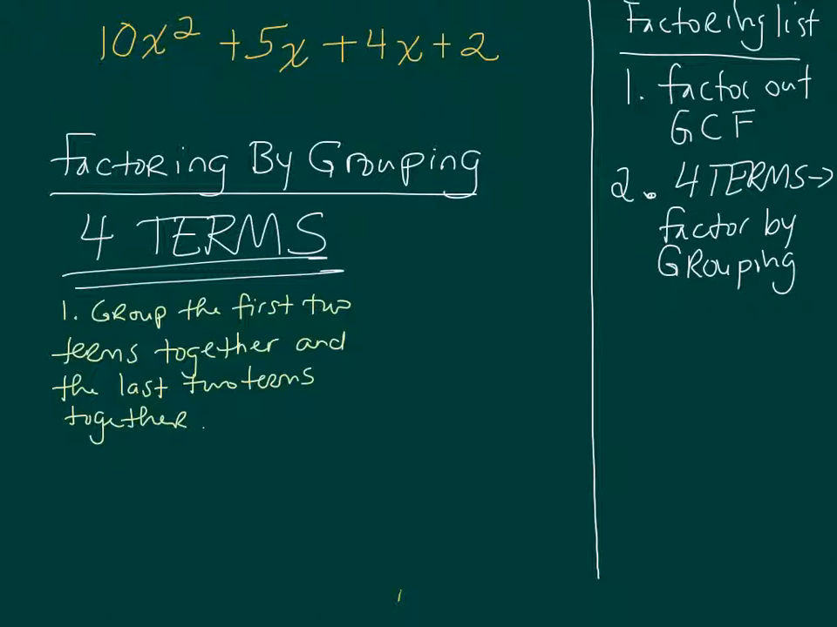Okay, so 10x squared plus 5x, we're going to group those together. And then plus 4x plus 2, we're going to group those together. Okay? The next step is to factor out the GCF in each group.